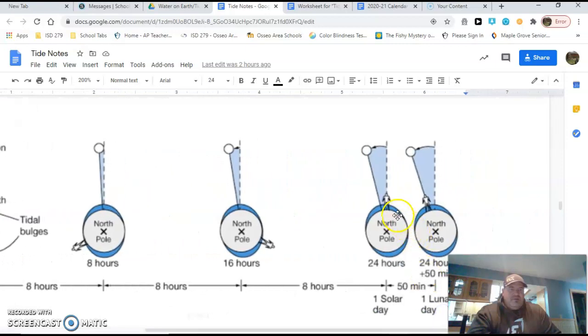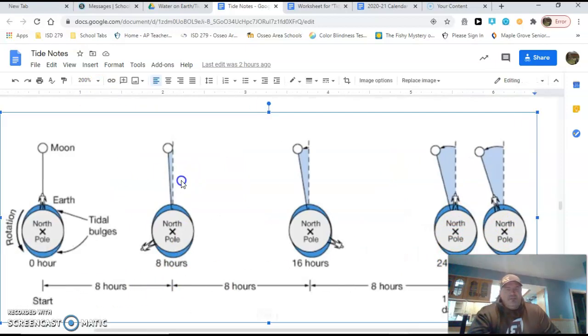And after 24 hours, you're back to the original spot, but the moon has moved on you. So to get the moon back straight overhead, in other words, to be right in the middle of high tide again, you need to wait an extra 50 minutes for you to spin into position where the moon is back over your head. That is called a lunar day then. So it's not just 24 hours, it's 24 hours plus 50 minutes.